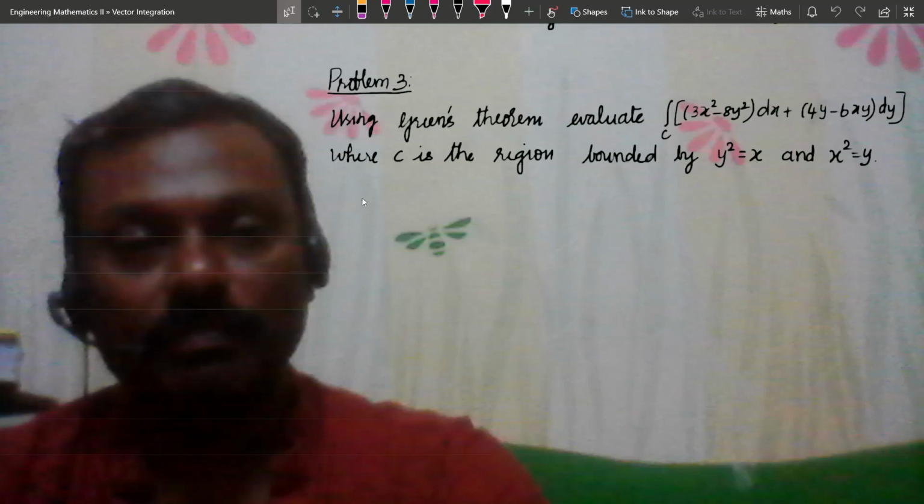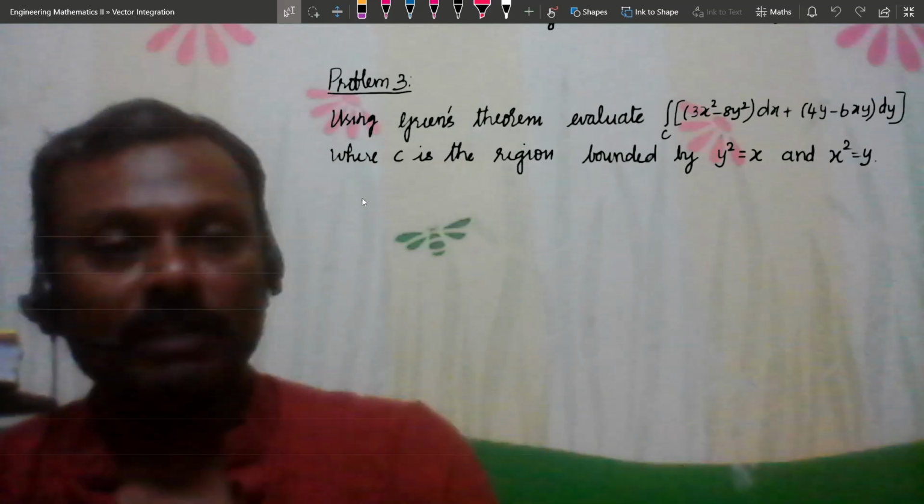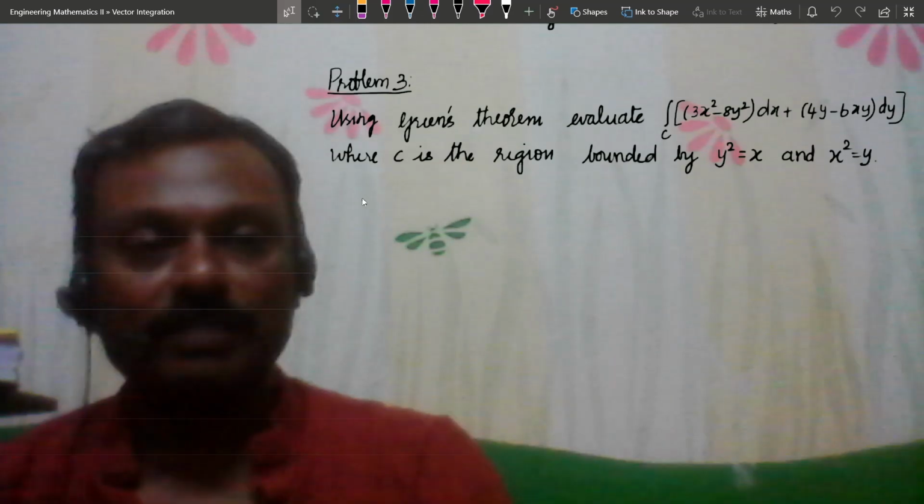using Green's theorem. That means we know that Green's theorem is the transformation from double integral to single integral and conversely. So here the single integral is to be evaluated as a double integral. The question is not to verify, so it's enough if we evaluate the double integral alone. So first, before proceeding with the problem, the basic aspect: we sketch the region of integration.